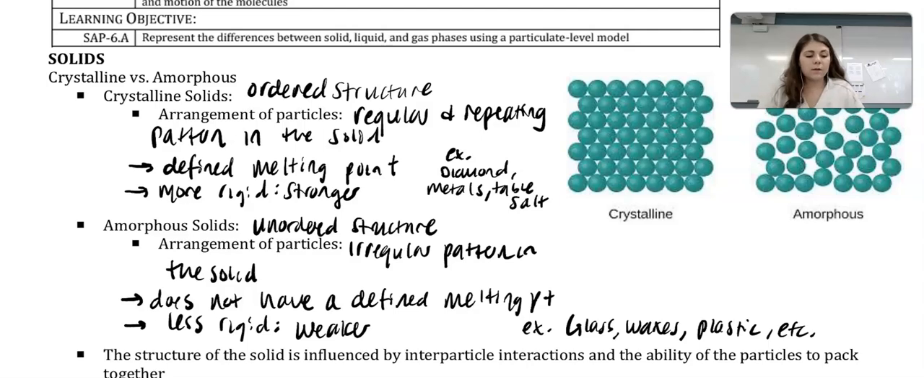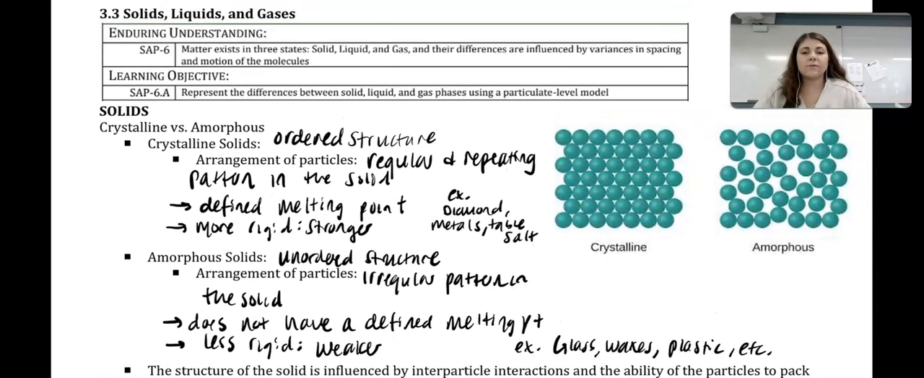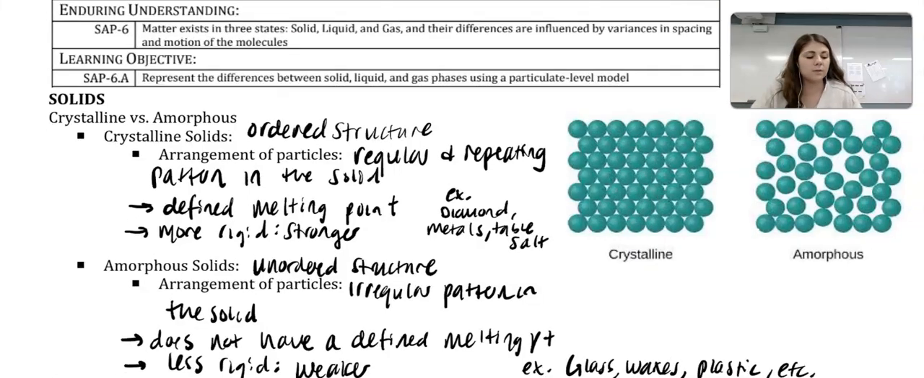So when we talk about a defined melting point, it's just trying to indicate that when we look at diamond, or a specific metal, we know exactly what its melting point is. But the issue with glasses, waxes, and plastics is that you can have different types of glass, you can have different types of plastic. So there really is no defined melting point because it's going to be based off a lot of different factors. Basically, what is that substance made out of? Is there more of this or this in its structure?